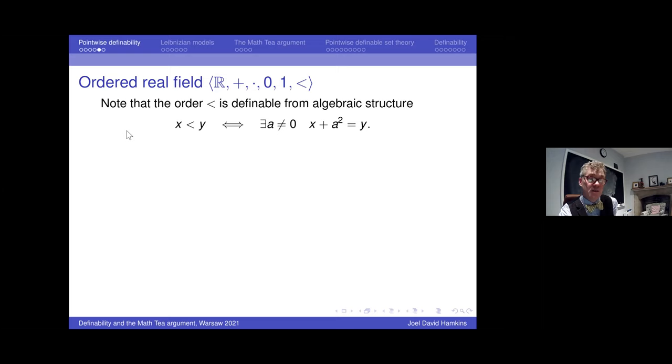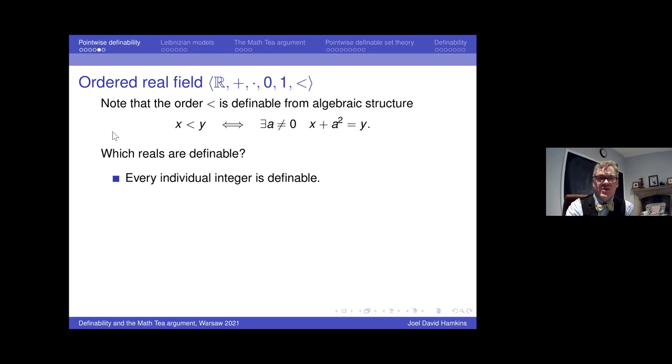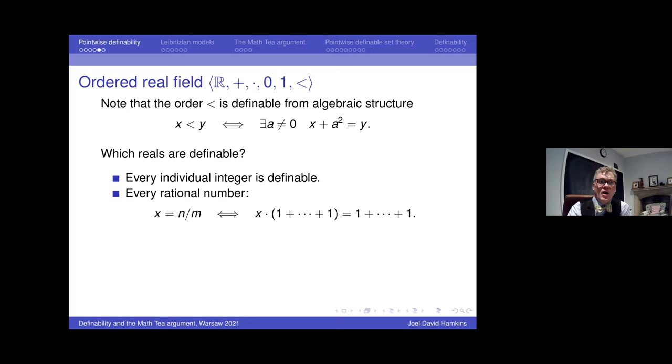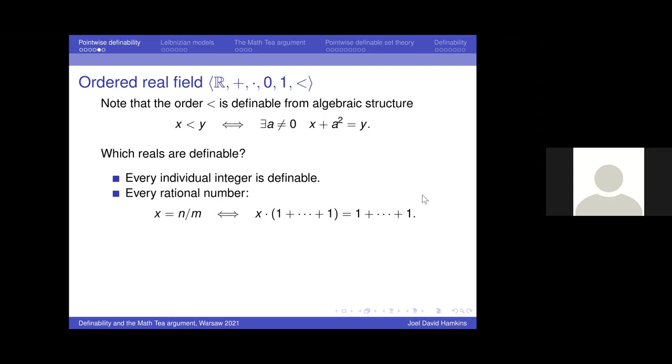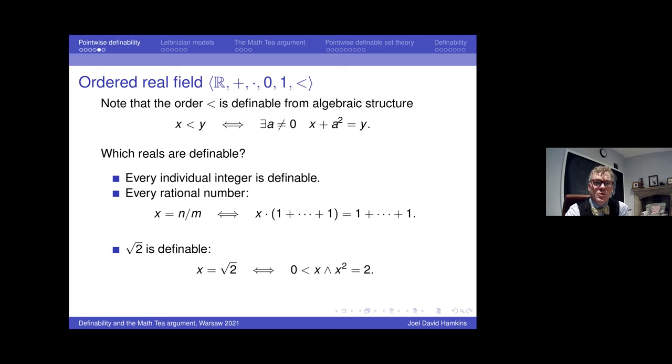So which reals are definable there? And of course, every individual integer is definable there just like before. And also, therefore, every rational number is definable there because x is n over m just in case it solves an equation like this, which is expressible in the language. But of course, also the square root of 2 is definable. It's the positive thing which is squaring to the number 2.